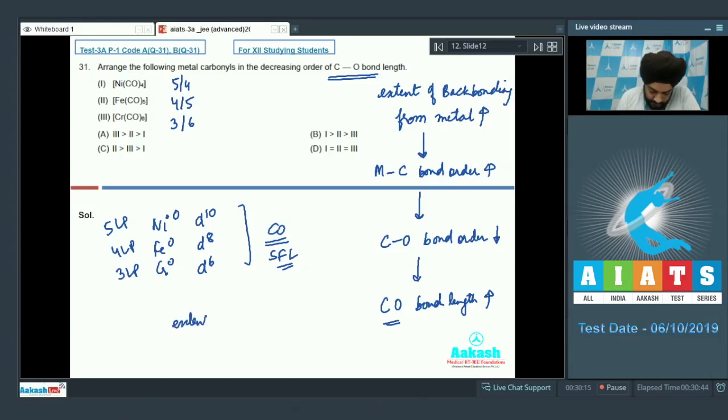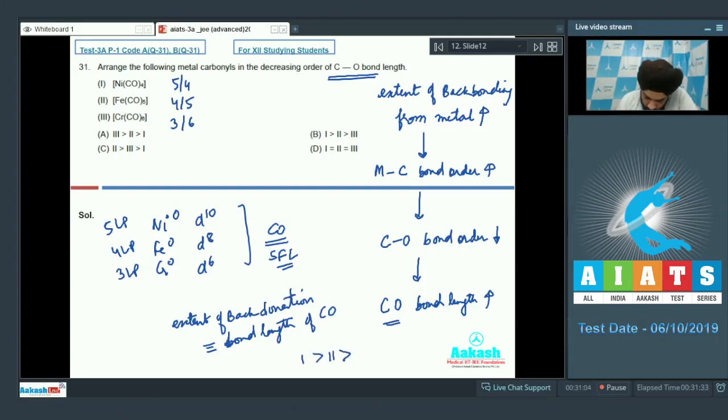So the extent of back donation will follow the same order as the bond length of CO as we had seen before. So the correct order is going to be 1 more than 2 more than 3. So for this question, students, we have to mark the correct answer as option B.